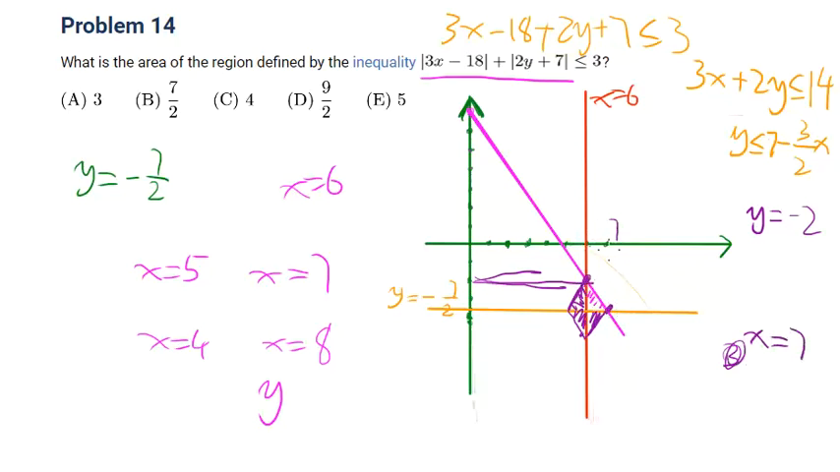This is 6, this is 7. And this is 2, this is negative 2. Negative 2. The difference here is 1.5, while the difference here is just 1. So the area of this triangle is this. Now the area of the whole rhombus will of course be this, because you multiply by 4.